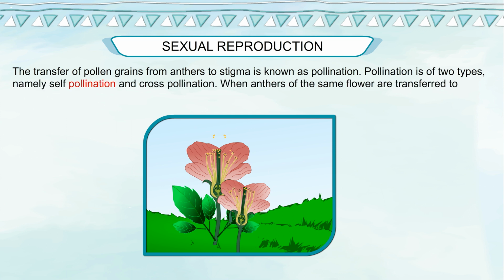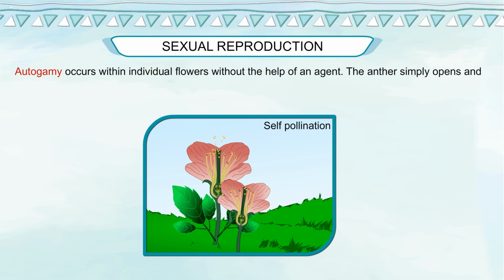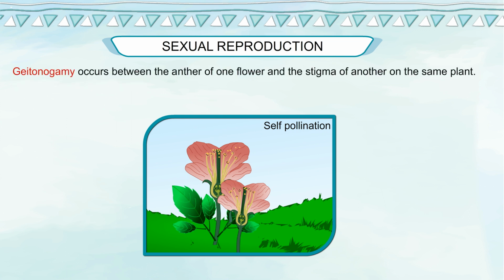Pollination is of 2 types, namely self-pollination and cross-pollination. When anthers of the same flower are transferred to the stigma, it is known as self-pollination. It is of 2 types. Autogamy occurs within individual flowers without the help of an agent. The anther simply opens and the pollen falls on the stigma.